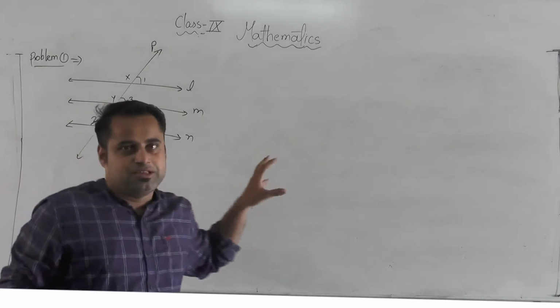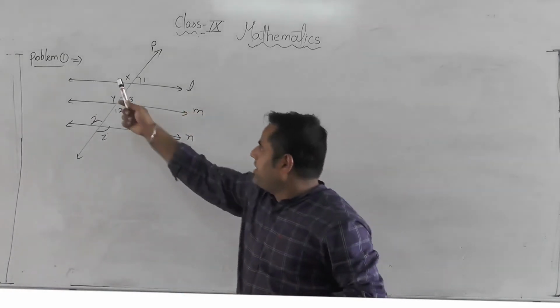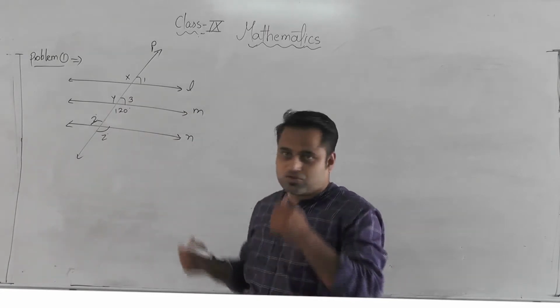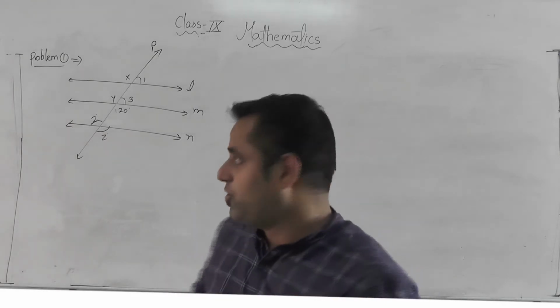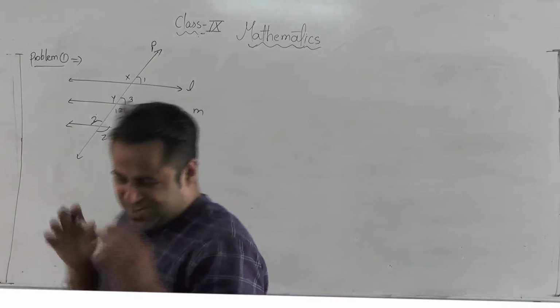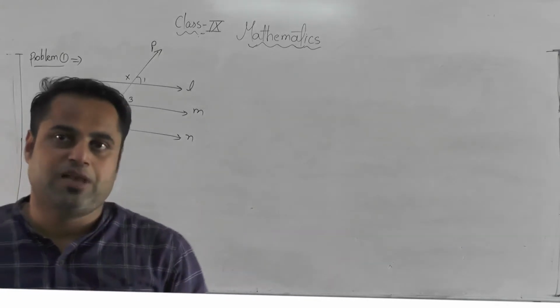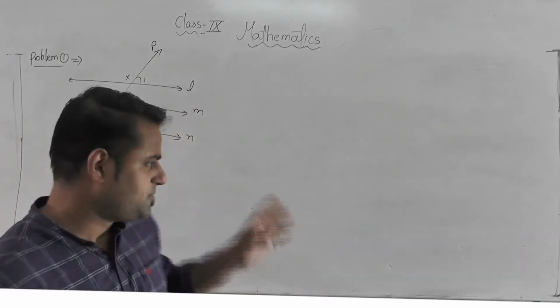Nothing else is given to us. There are angles x, y and opposite to y there is 120 given, and z is also given to us. So we need to find 1, 2, 3 and x, y, z together. Whenever one angle is given in this combination, we can find all the other angles with the help of the properties that we discussed in the previous lecture. Let's see now.